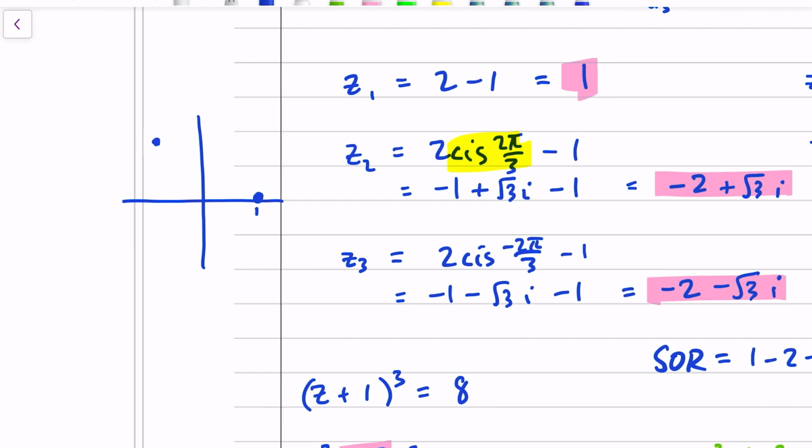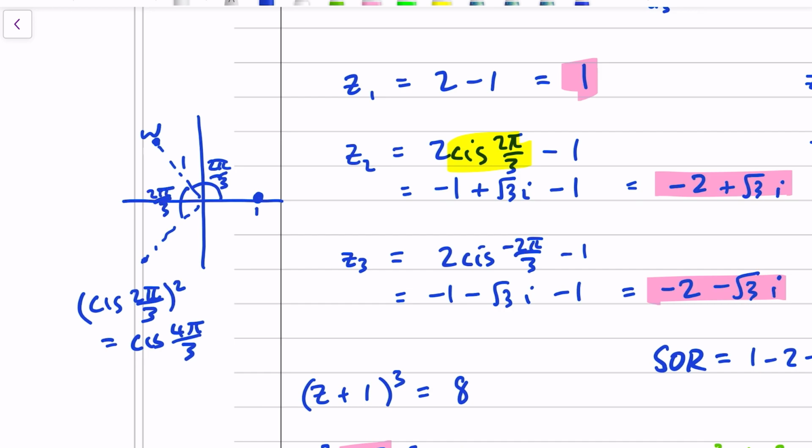Second w is up here, 2 pi over 3, which I'm calling w, cis 2 pi over 3. And then if I square that, I'd get cis 2 pi over 3 all squared, which is equal to cis 4 pi over 3. Or cis 2 pi over 3 multiplied by the same thing. I add the arguments and I get 4 pi over 3 as the argument. And that turns out to be just another 2 pi over 3 around, which is the third solution. w3 is actually just w squared.